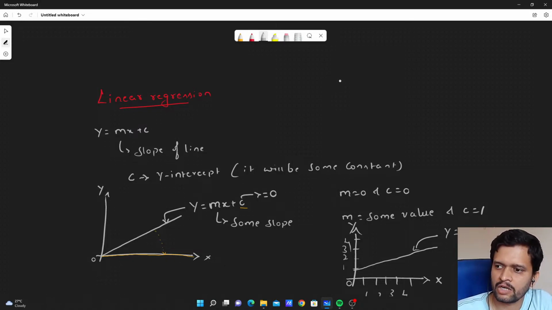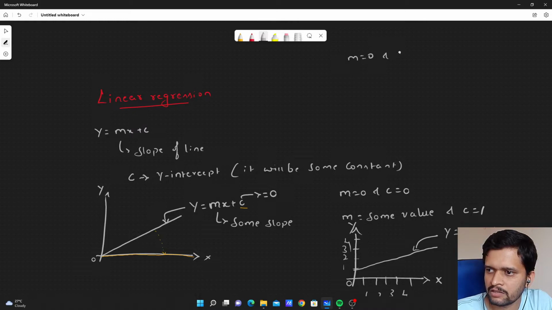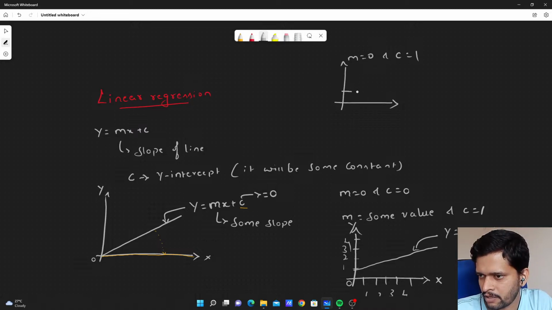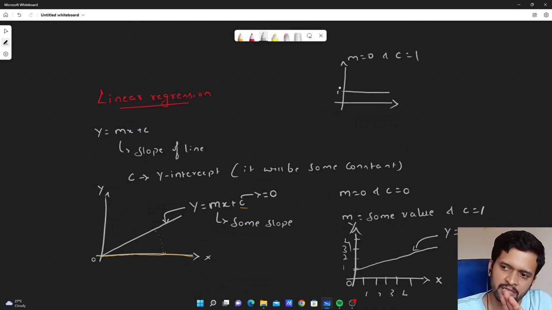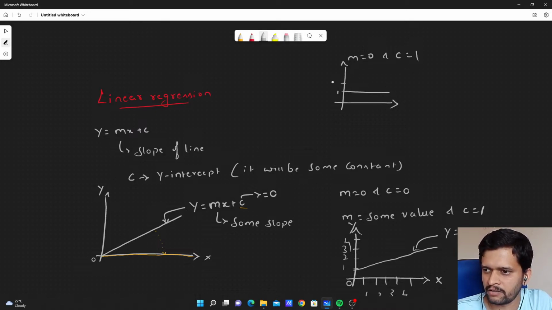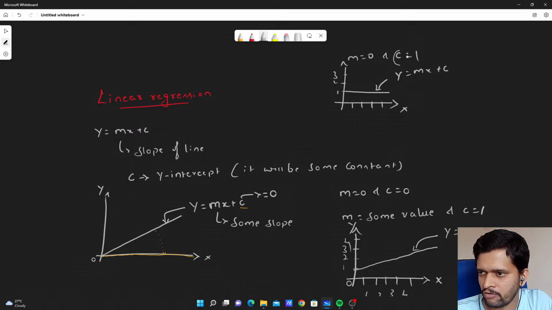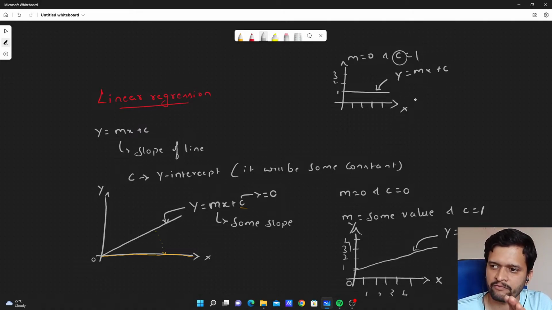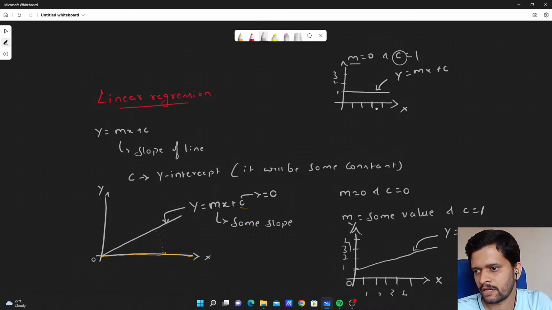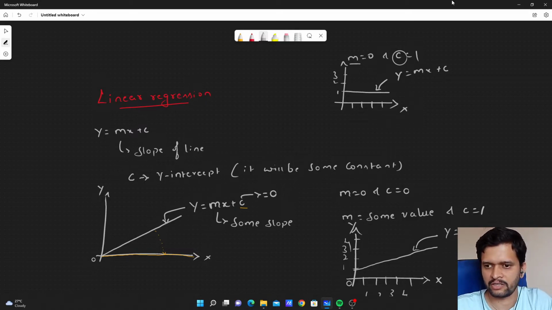Now what happens if m is 0 and c is equal to 1? In this case, the straight line will be parallel to the x-axis, but it will be cutting the y-axis at 1, because c is 1. So this is how the equation works. This is again y is equal to mx plus c. Based on the value of c, the straight line will cut through the y-axis. Based on the value of m, the orientation of the line along the x-axis changes. So this is the basics of our straight line equation.